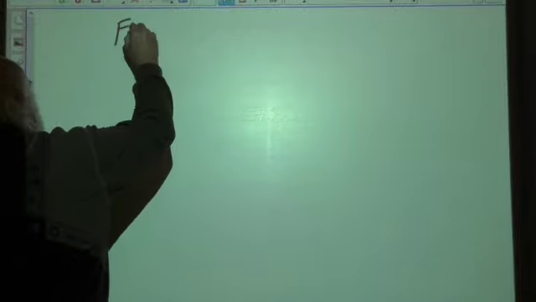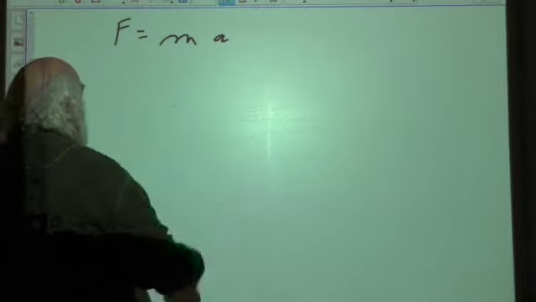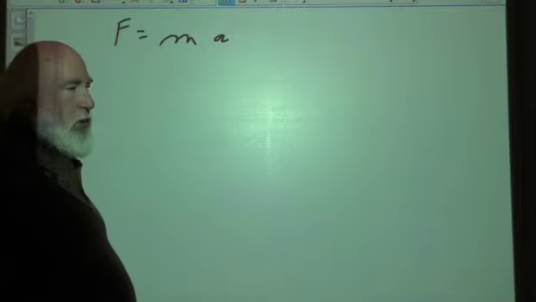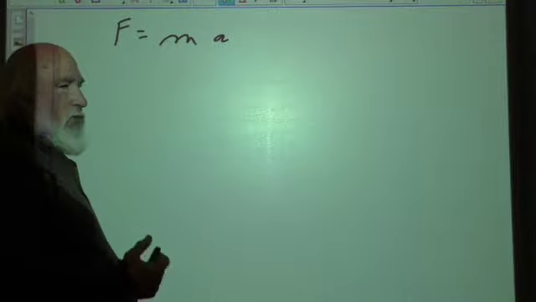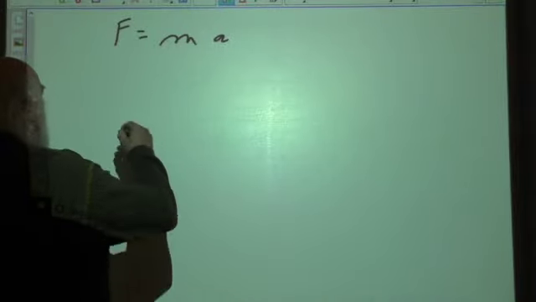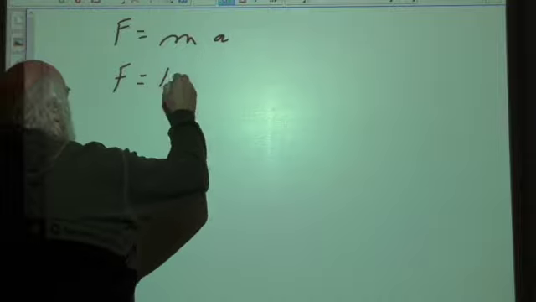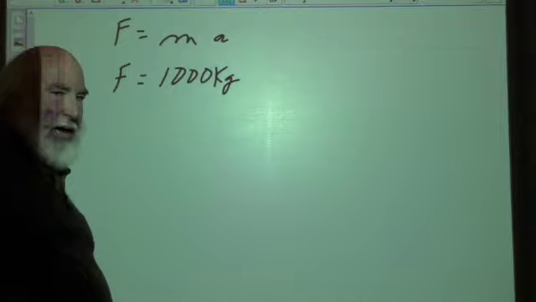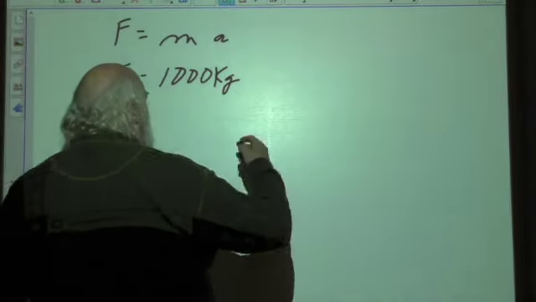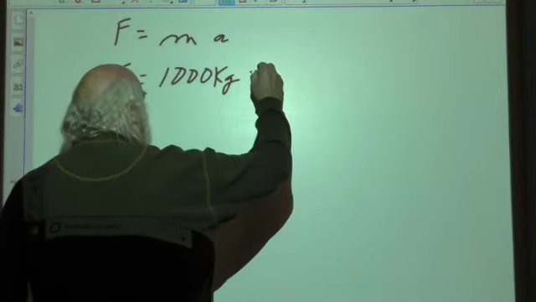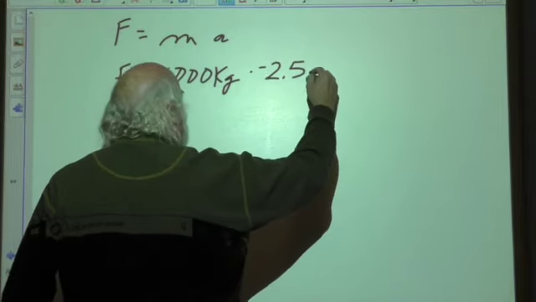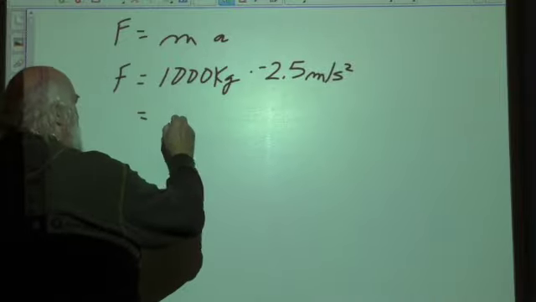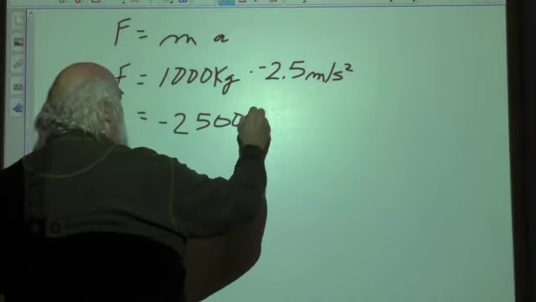Since we know that F equals ma, and the force would be the action, if we will. So we have a 1,000 kilogram mass that is released and causes a deceleration of negative 2.5 meters per second squared. So that gives us a force of negative 2,500 newtons.